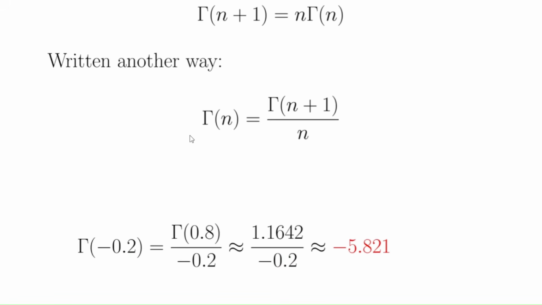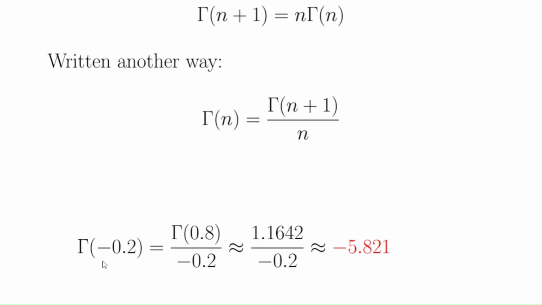Now let's assume, first of all, that we have a negative number that's between -1 and 0. So let's say negative 0.2. Well, if we let n be negative 0.2 in this formula, what would it say? Well, it'd say gamma of negative 0.2 is equal to gamma of 0.8 over negative 0.2. But 0.8 is a positive number, so gamma is defined for it. And it turns out gamma of 0.8 is about 1.1642. And so we can define gamma of negative 0.2 to be gamma of 0.8 over negative 0.2, and we get an answer. And notice it's negative 5.821.